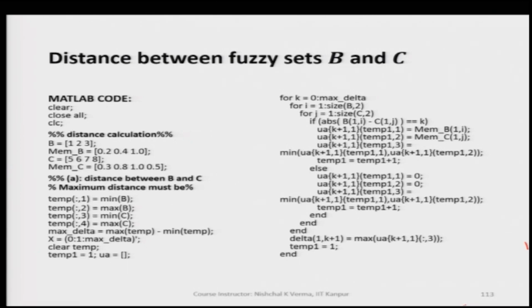So this way we have seen that the distance between two fuzzy sets can be found. If the fuzzy sets are discrete fuzzy sets, the resultant distance between these two fuzzy sets will be a discrete fuzzy set, and if these fuzzy sets are continuous fuzzy sets, of course, the distance between them is going to be a continuous fuzzy set. This way we understood how we can find the distance between two fuzzy sets.